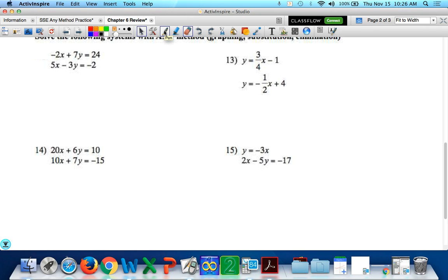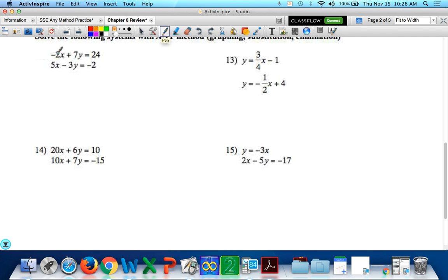I can eliminate the x's, but I can't turn a 2 into a 5. I can eliminate the y's, but I can't turn a 3 into a 7. So either way, I'm looking for a bigger number to turn both of them into. I'll just go after the x's. I have a 2 and a 5, and I need a bigger number they both go into. Immediately, I think about what happens when I multiply them together. I get a 10. So let's use 10.